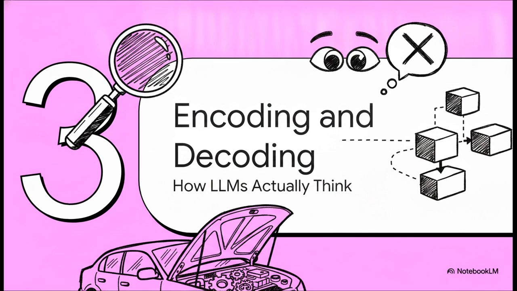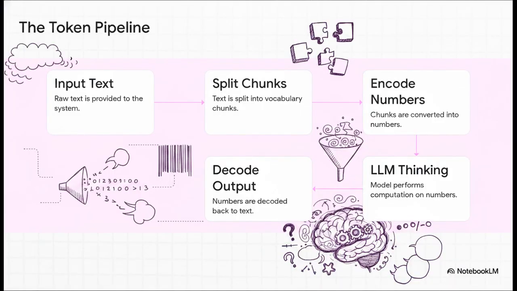Because, spoiler alert, these models do not read the way you and I do. Let's walk through the full end-to-end pipeline to see what's really happening. When you pass in your raw input text, the system first splits it into the largest chunks it knows about, based on its specific vocabulary. Next, it encodes those text chunks. That just means it assigns a specific ID number to each one.